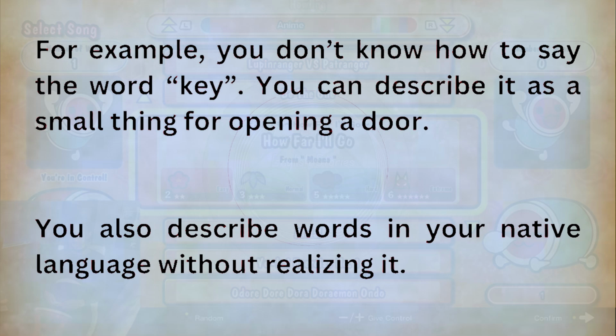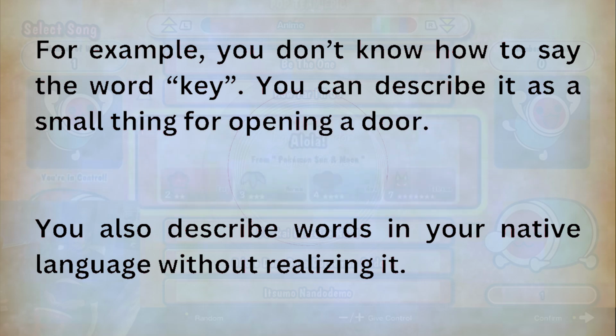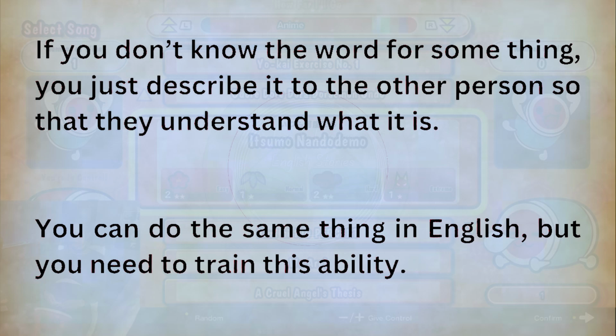For example, you don't know how to say the word key. You can describe it as a small thing for opening a door. You also describe words in your native language without realizing it. If you don't know the word for something, you just describe it to the other person so that they understand what it is. You can do the same thing in English, but you need to train this ability.